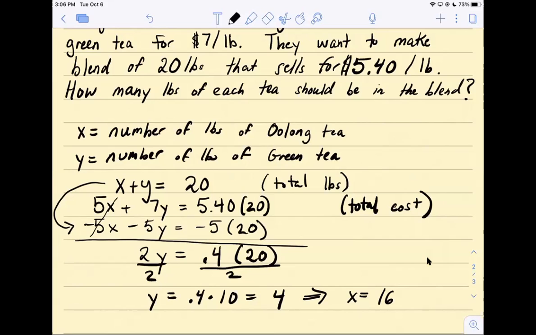One student asked, why do we multiply by 20? So you multiply this equation by 20. This is really important because the $5.40 is the money per pound.